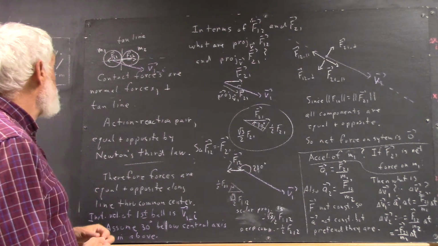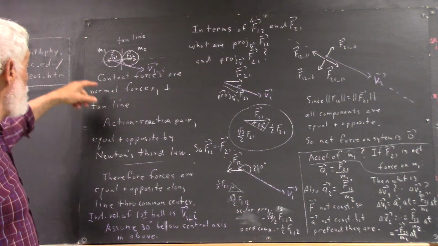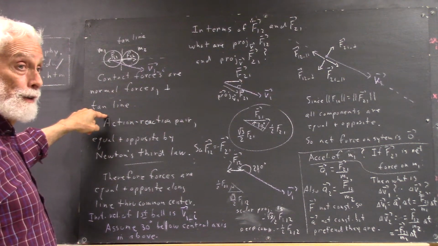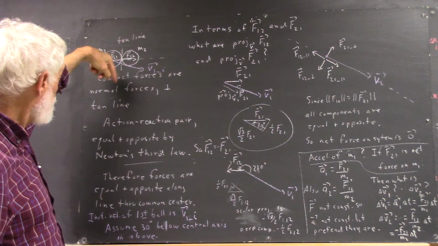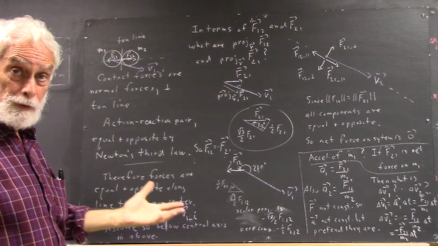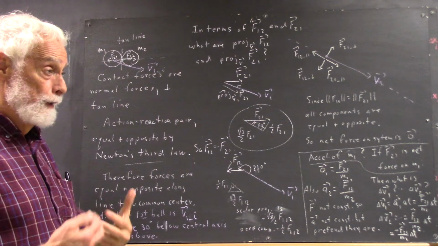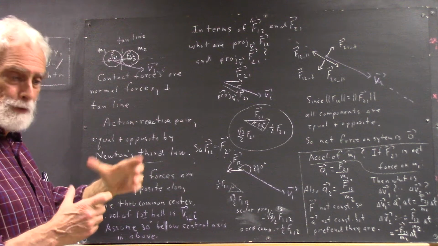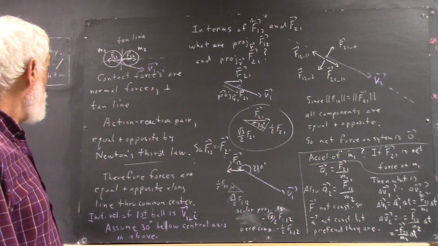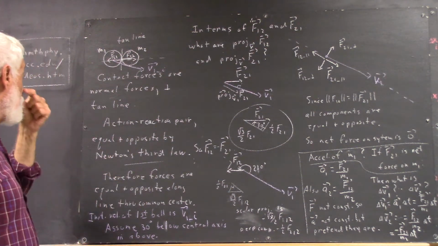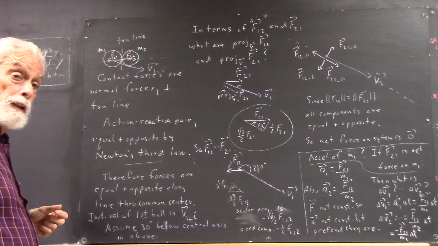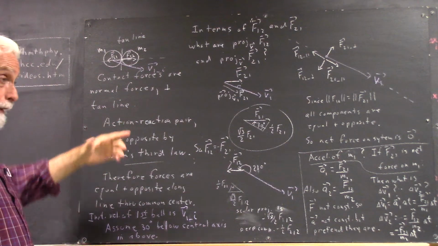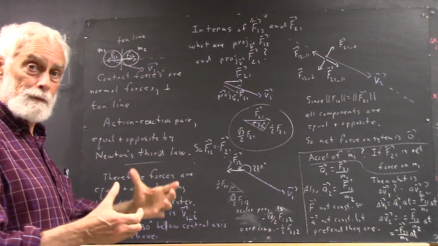Okay, so the result of that is, well, the contact forces are normal forces perpendicular to the tangent line. What tangent line? The tangent line at the point where the balls meet, the common tangent to both of the spheres. Of course, we're assuming the spheres don't compress much, so we really do have a tangent line at a single point. Okay, so in that case, again, the forces have to be perpendicular to the tangent line. That's just the way the balls compress and decompress.